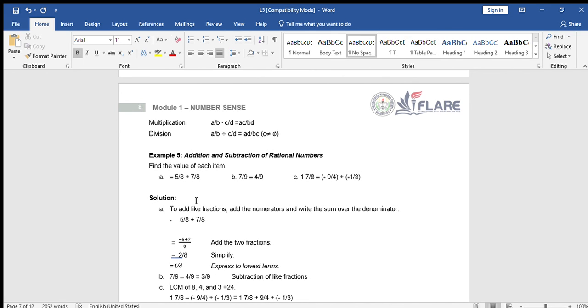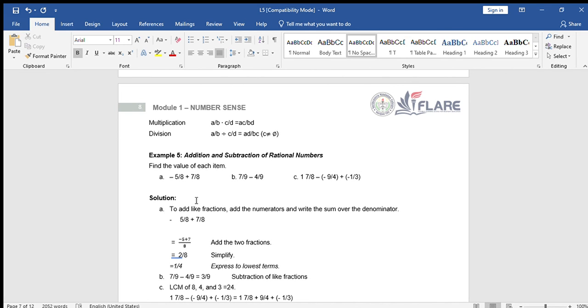Because they have different signs, you subtract them, and then you copy the sign of the bigger number. So 7 minus 5, that's 2. And 7 is bigger, so you will copy positive, because 7 is positive. Your answer is 2 over 8. And that becomes 1/4 because we reduce it to lowest terms.